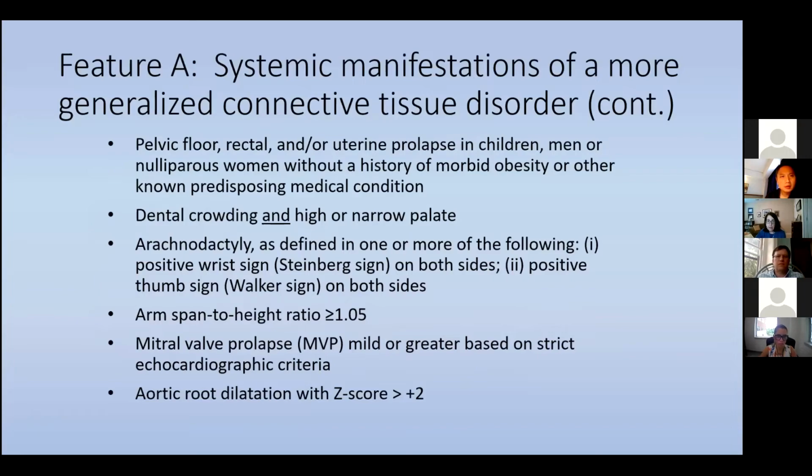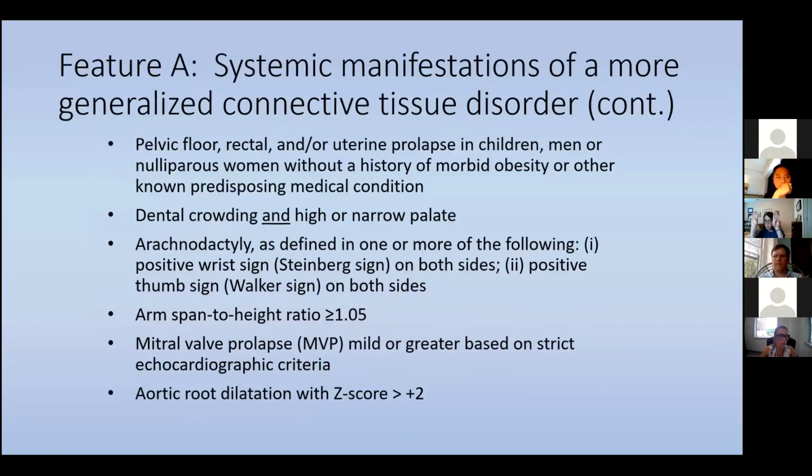Pelvic floor, rectal, and or uterine prolapse without a history of morbid obesity or other known predisposing conditions. Dental crowding and a high or narrow palate. Arachnodactyly, defined by the positive wrist and thumb signs.